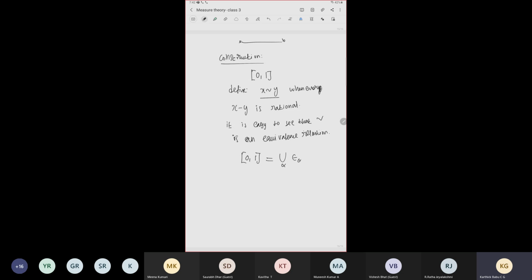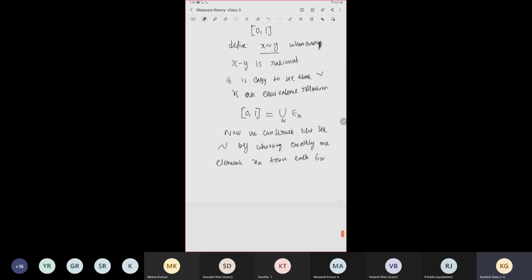We call each equivalence class E alpha. Actually E alpha denotes the equivalence class of alpha. Now we construct the set N, which is a non-measurable set, by choosing exactly one element x alpha from each E alpha.